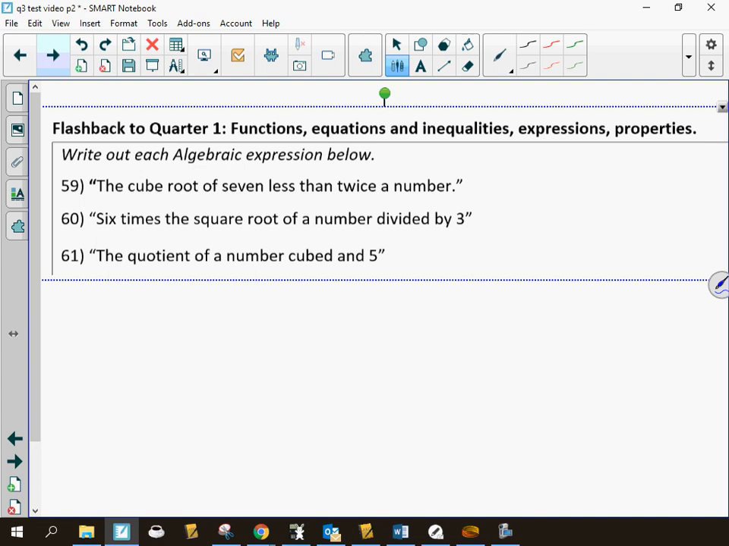Okay, we're almost done here. Right now we're getting back to stuff we did in the first quarter. So the cube root of 7. 7 less than twice a number, so 2x minus 7, because it's 7 less than twice the number. 6 times the square root of a number divided by 3. Now, the quotient of a number cubed and 5. Quotient means divide.